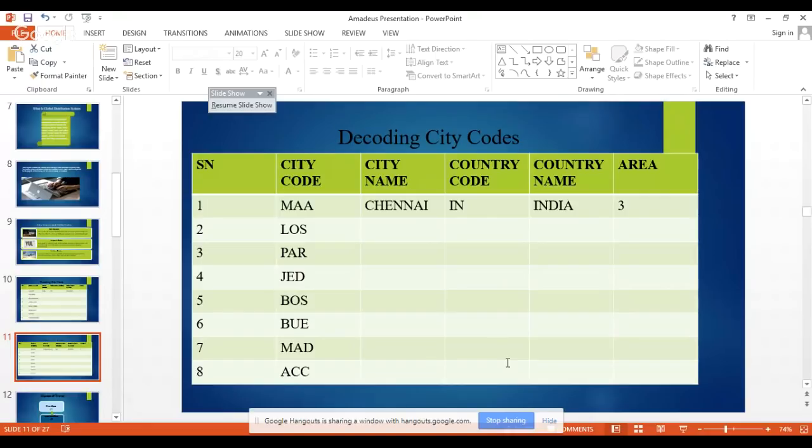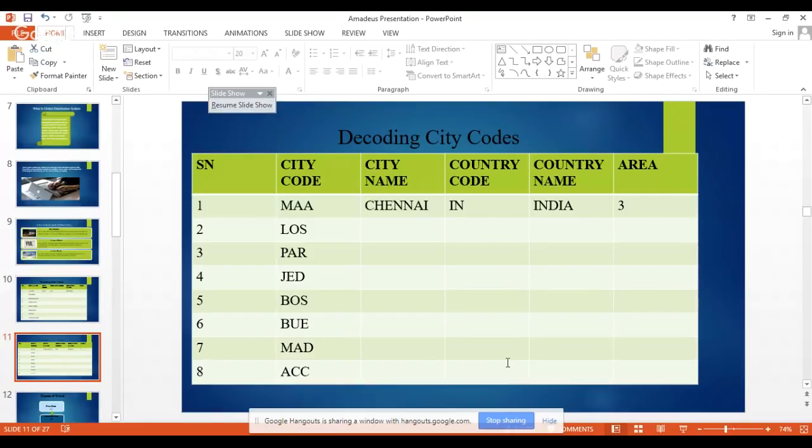The next one is BUE. Bravo Uniform Echo. The city name is Buenos Aires. I know most people are not familiar with that. Buenos Aires. It's a city in Argentina. The country code is AR, Alpha Romeo. The country name is Argentina, and it's in area 1. It's in South America. The next one is MAD, Mike Alpha Delta. City name Madrid. Country code ES. Country name Spain. It's in area 2 as well.